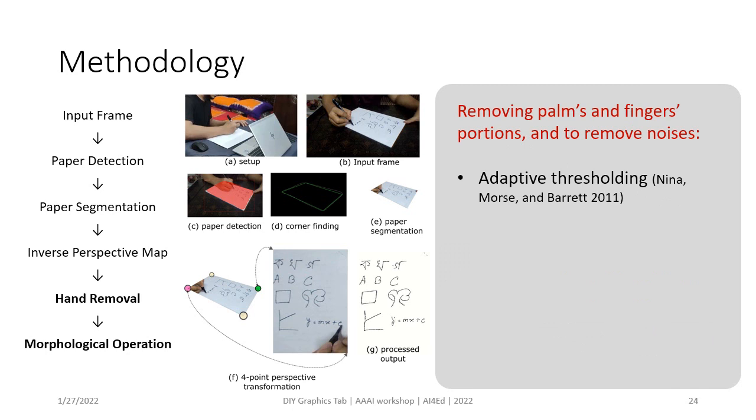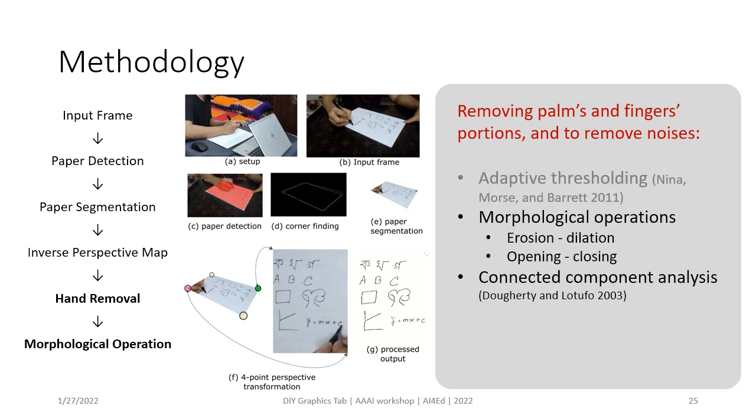In our last stage, for removing palms and fingers portions and to remove noises, we employ adaptive thresholding. After that, we apply morphological operations such as erosion, dilation, and opening closing, and then the connected component analysis for hand and noise removal.